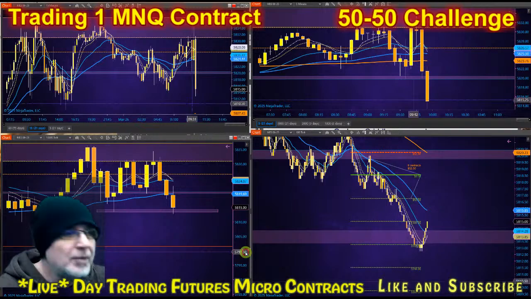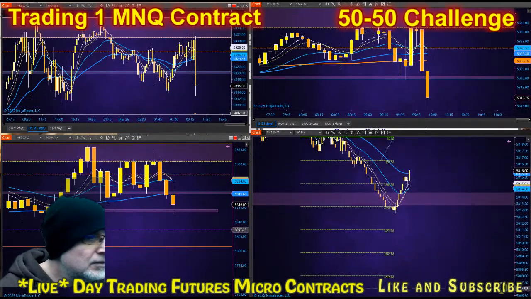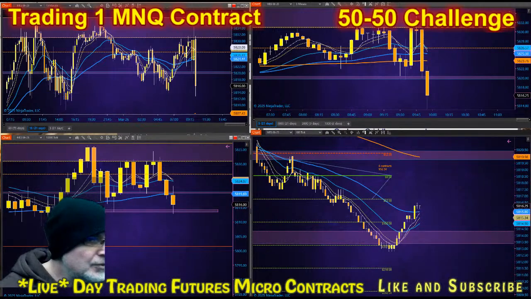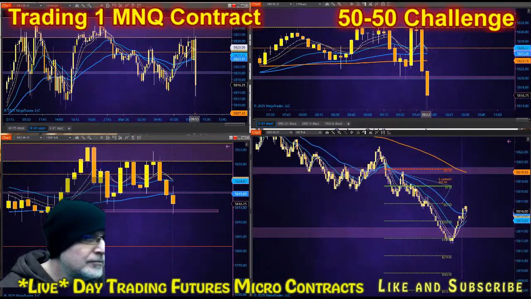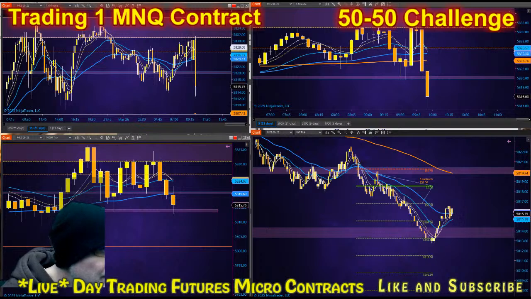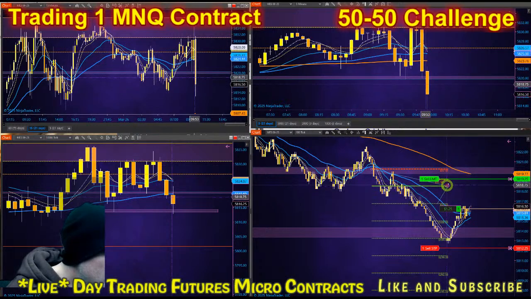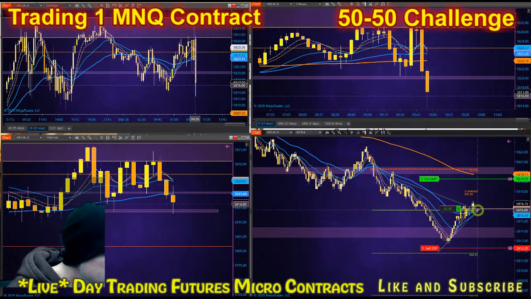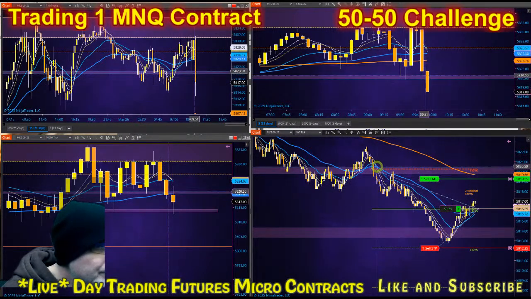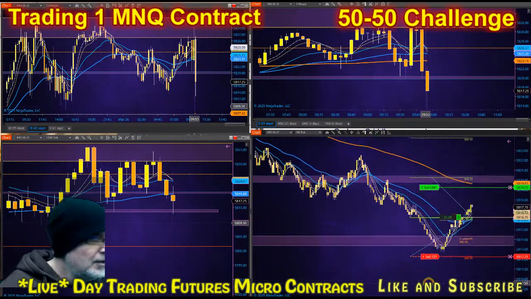Now it's sweeping that pivot level. Let's see if we get, and it's going so quick. See if we get a chance to go long right here. Order filled. All right, last trade of the day. Going to try to go long. Stop is underneath this pivot level. It's a $20 trade.